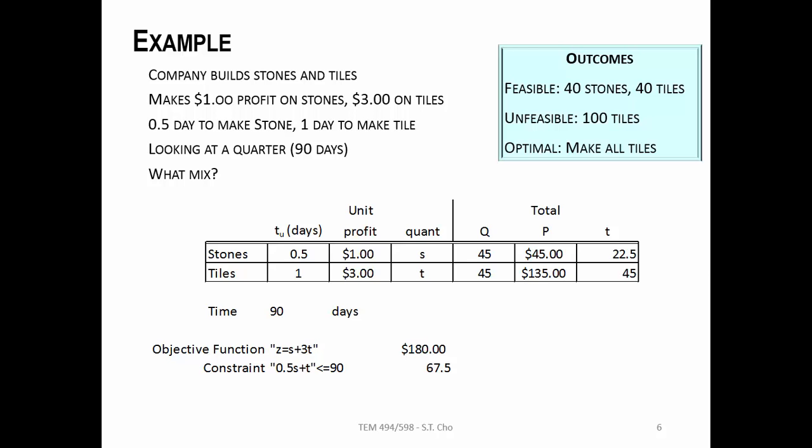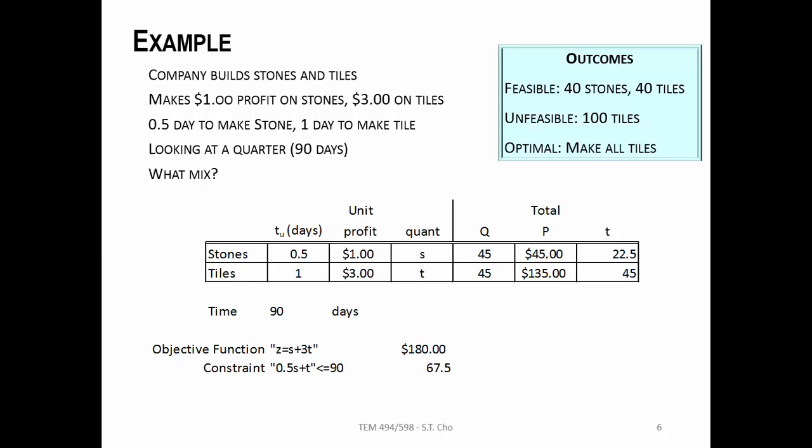And so here's an example problem for you. A company builds stone and regular tiles. They make $1 profit on stone tiles and $3 on regular tiles. It takes a half day to make a stone tile, where it only takes a day to make a regular tile. And they want to know what's the most profitable mix between these two. And I'm limited to 90 days.